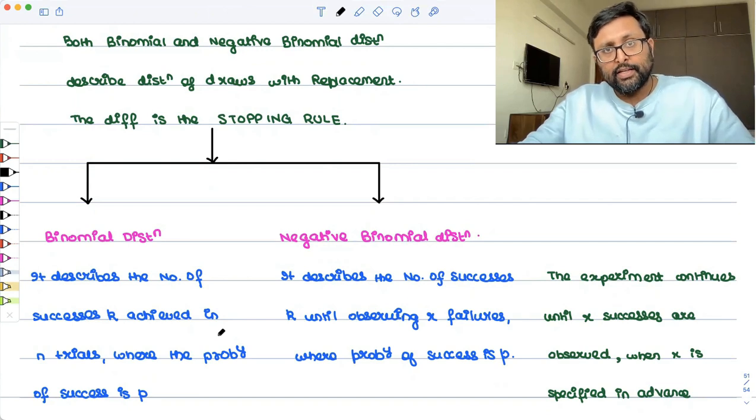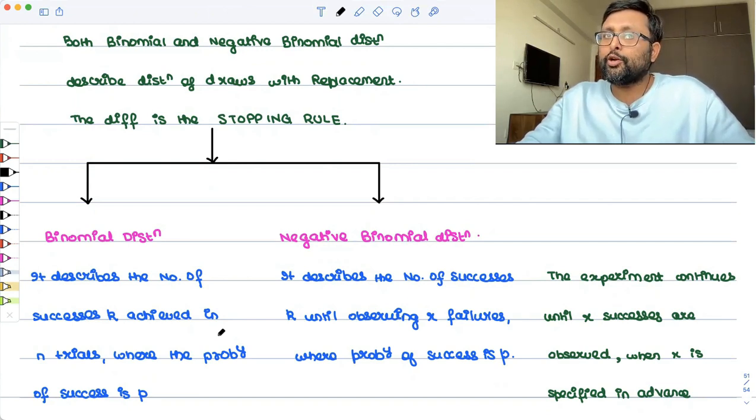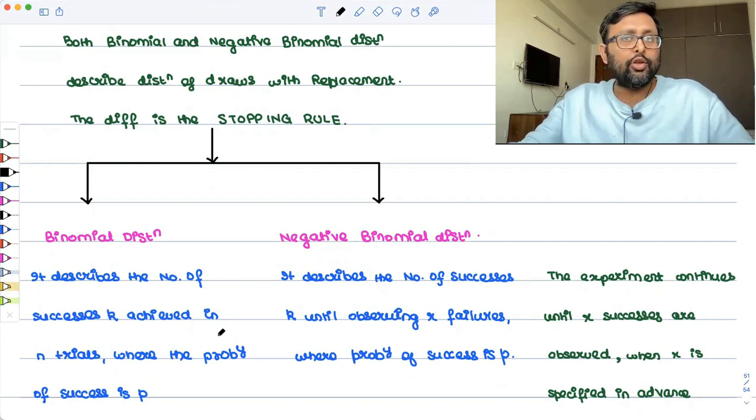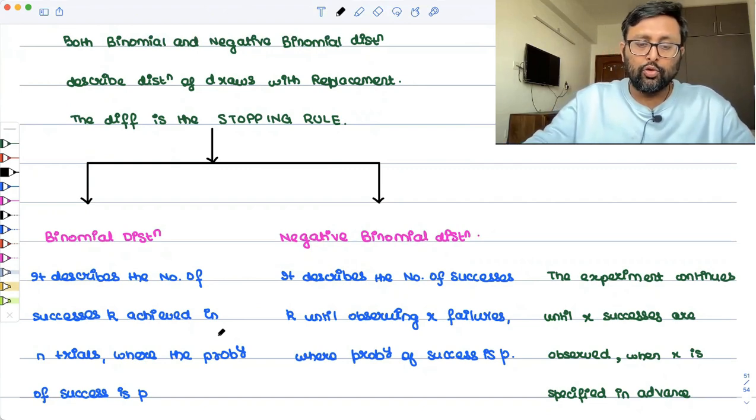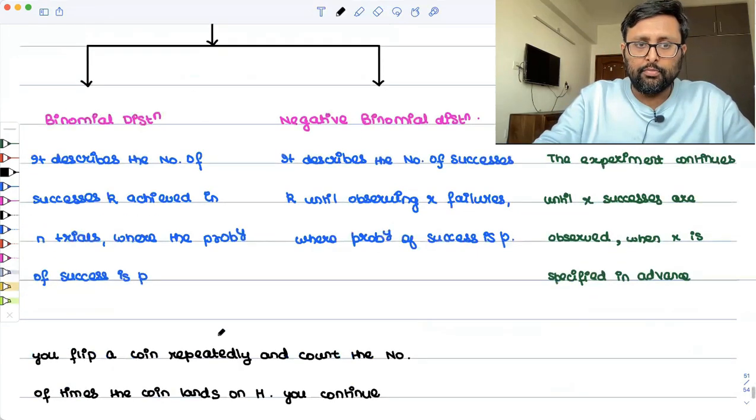So the experiment is going to continue till you are going to get 2 heads. For example, if on the first 2 tosses of the coin you are not getting any head, the experiment will continue. In case of binomial, it will stop. Even if in the 4th try you are not getting 2 heads, the experiment is going to continue. So it will continue till you are getting 2 heads. So that is what negative binomial is.